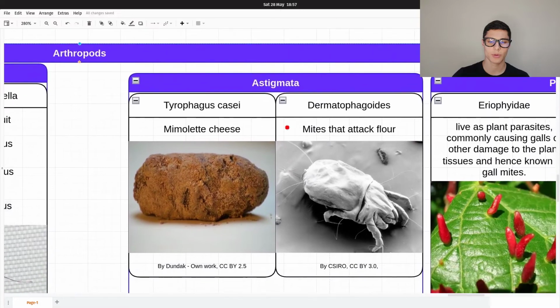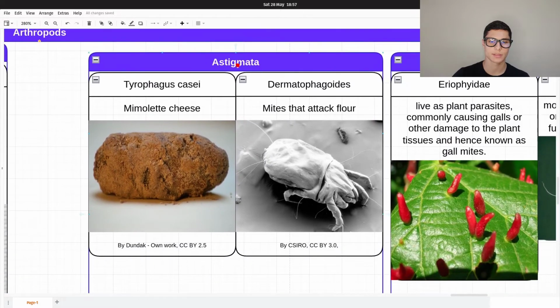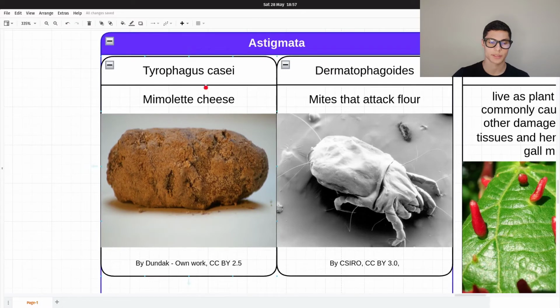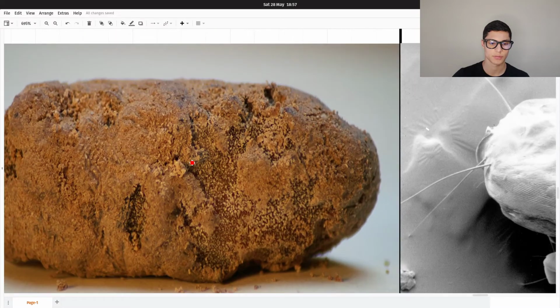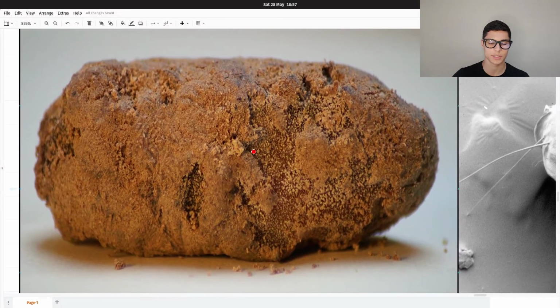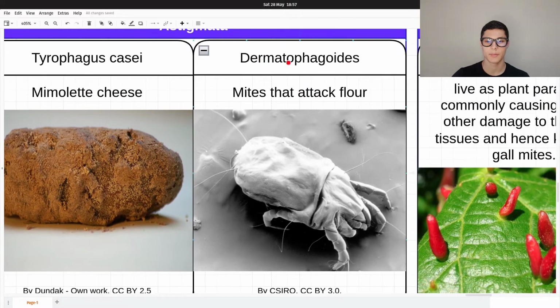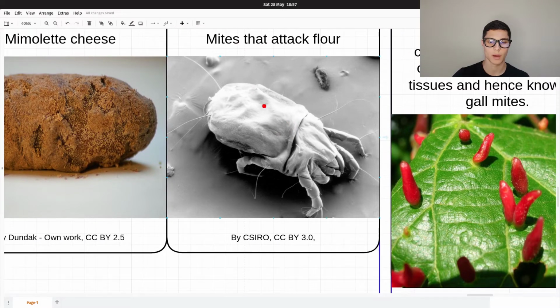If we continue, we have the Astigmata group, in which we have the Tyrophagus casei, which is the one that creates the mimolette cheese. As you can see, this is a cheese. And the Dermatophagoides. These mites attack the flour. They are inside the flour.